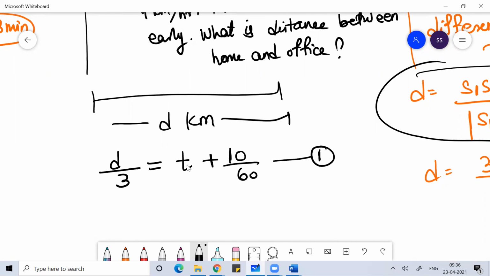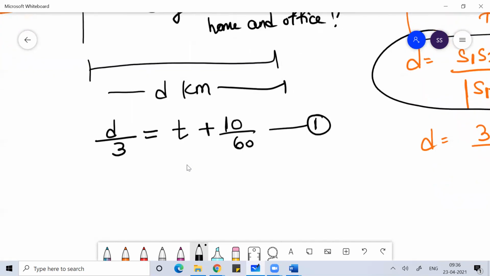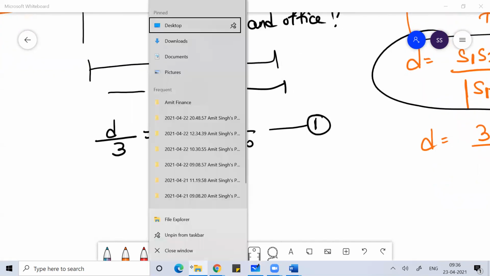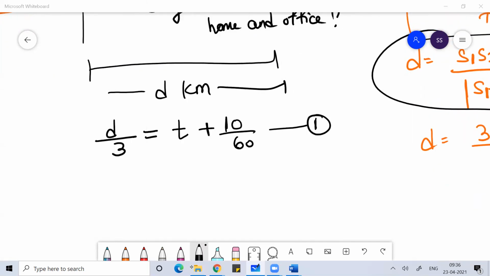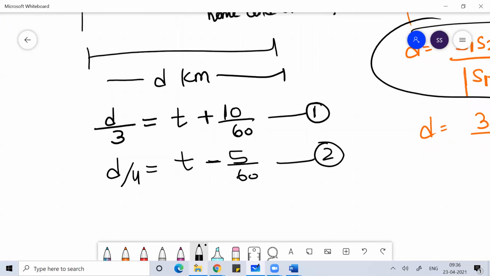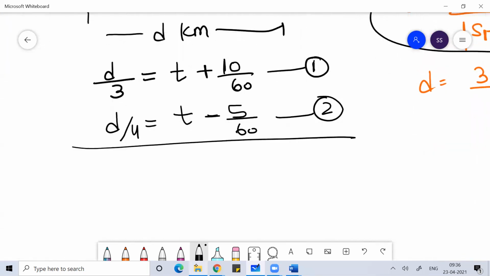You are getting 10 minutes late while if you are going at 4 kilometer per hour, then from your usual time you are 5 minutes early. Whatever is the usual time to reach office, you simply solve this by subtracting equation 2 from equation 1.